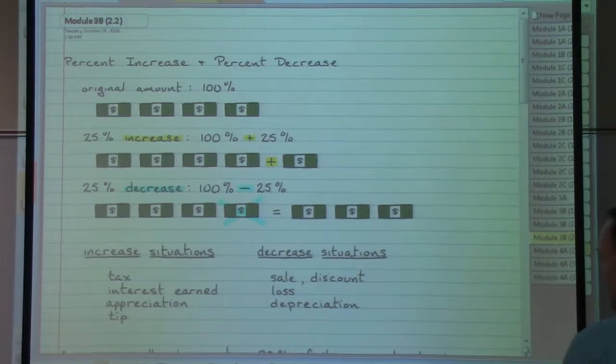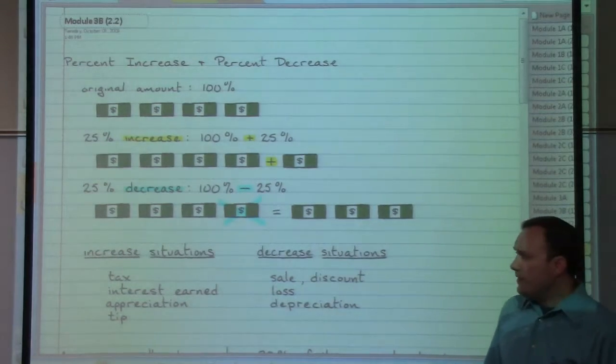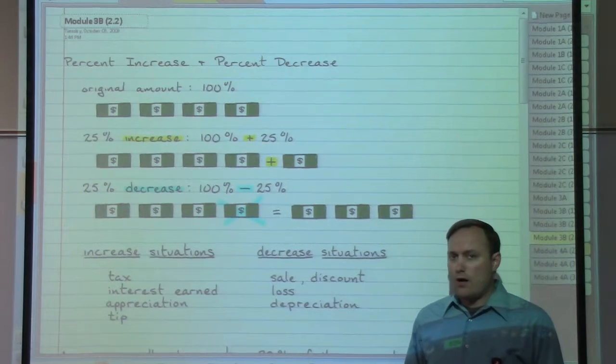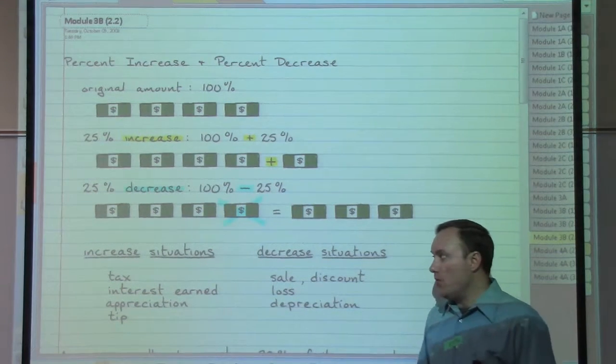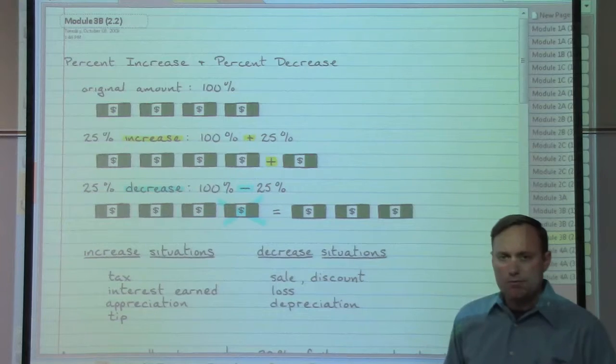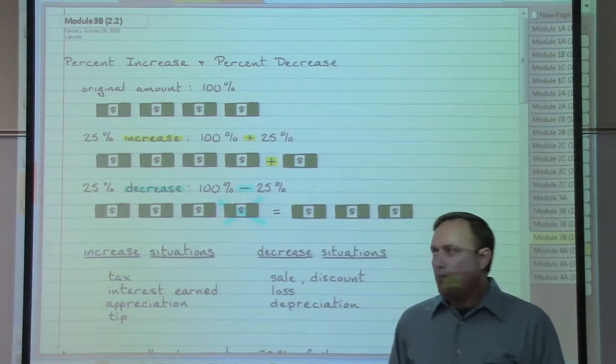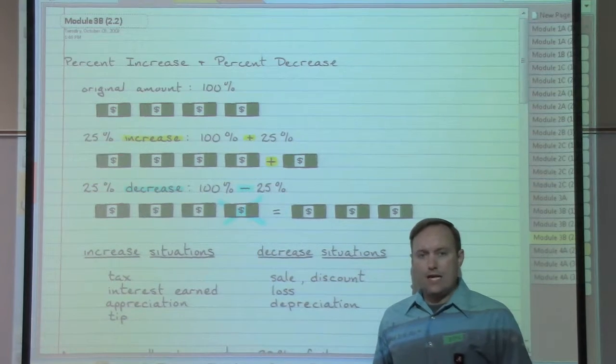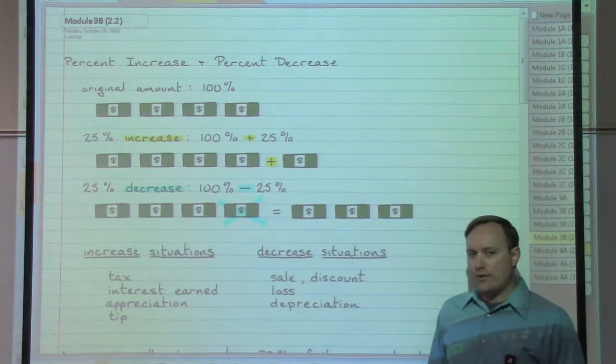Finally, we get into the percent problems that are much more based in reality than the things that we've been seeing so far. But the things that we've been seeing so far, we're going to bring into play in order to work through these kinds of problems. The percent problems that we've got going on fall into two categories, either the percent increase or the percent decrease kind of problem.